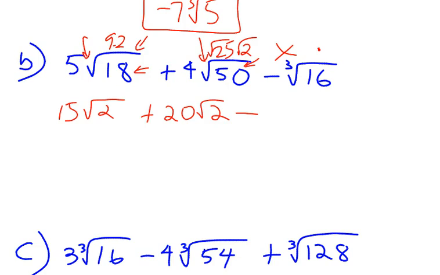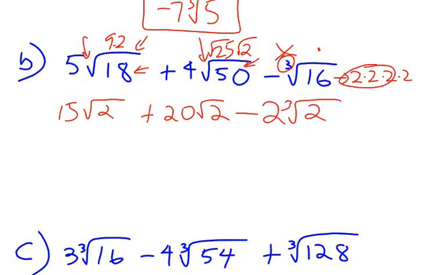Well, 16, I'm looking for groups of 3 in this one. Well, 16, if you think about it, if you broke it down, it would be 2 times 2 times 2 times 2. I've got 4 2's inside of it, so this group of 3 2's can come out to become 2 times the cube root of 2.